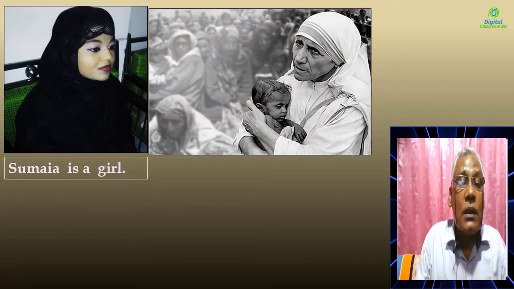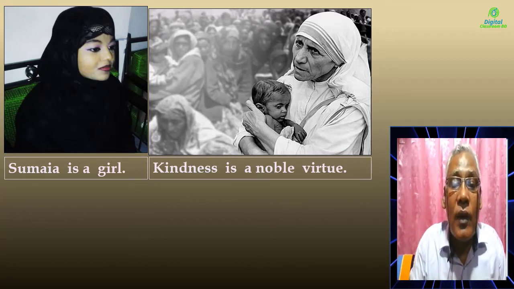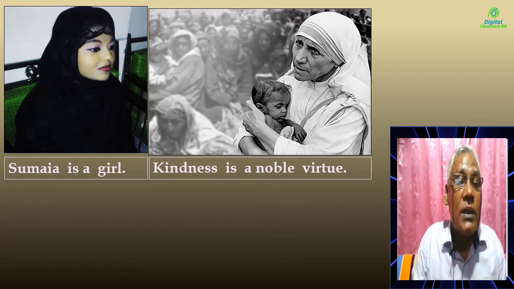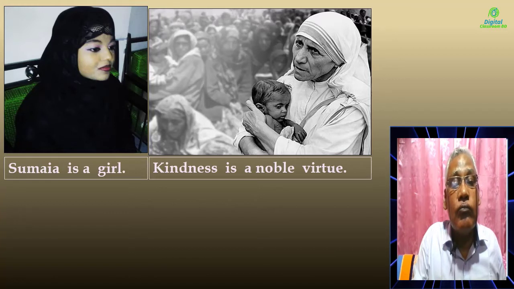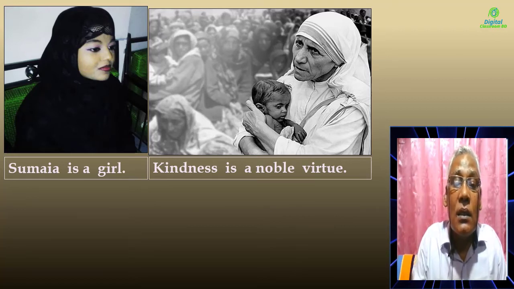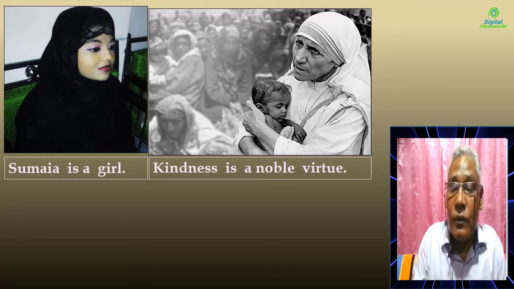So again, look at the pictures. Look at the first picture. Who is she? Sumaya. Sumaya is a girl. And in the second picture, kindness is a noble virtue. There are two sentences here. The first one is about Sumaya, the name of a girl. How many nouns can you see here? Sumaya, girl. There are two nouns here. And in the second sentence, how many nouns can you see? Kindness and virtue.